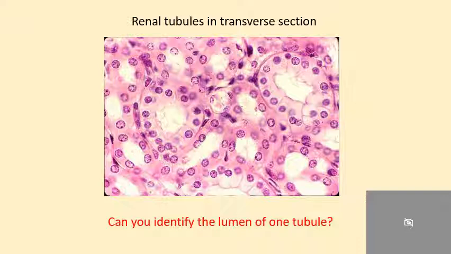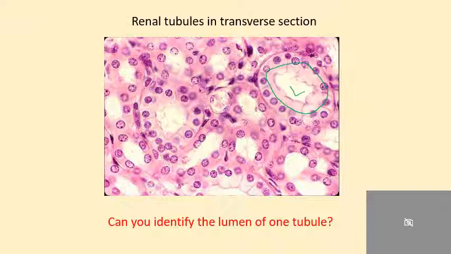The walls of the renal tubules are made out of a particular type of epithelial tissue called simple cuboidal epithelial tissue. It's a single layer of cube-shaped cells. And so if we take renal tubules and slice them transversely in cross-section, we can see the walls are simple cuboidal cells. So this is the wall of one renal tubule.